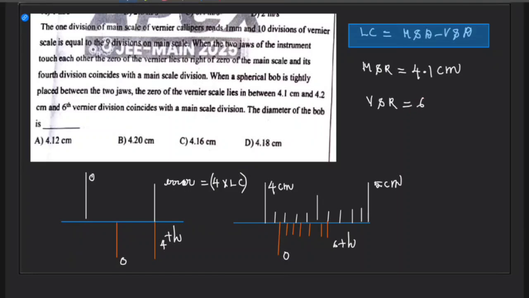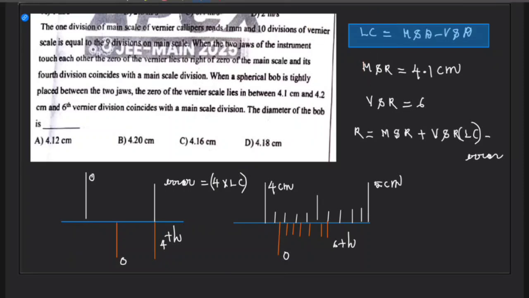So you know the reading formula, that is important. If you learn everything and forget the reading formula, that's it. So MSR plus VSR into LC plus or minus error. Since it is a positive error, you have to subtract the error, right? So minus error. So substitute all the values, guys. You will get the answer.